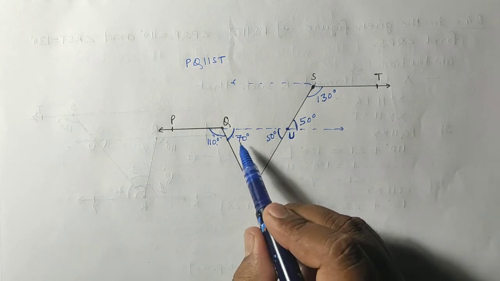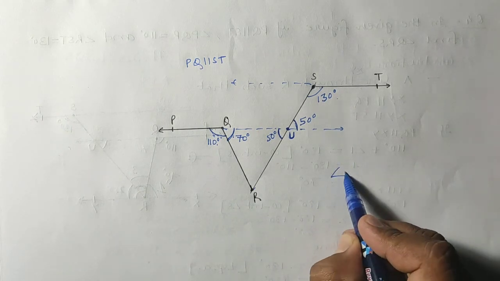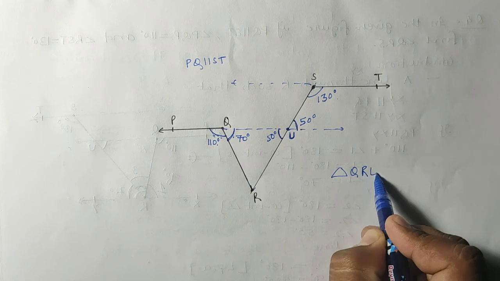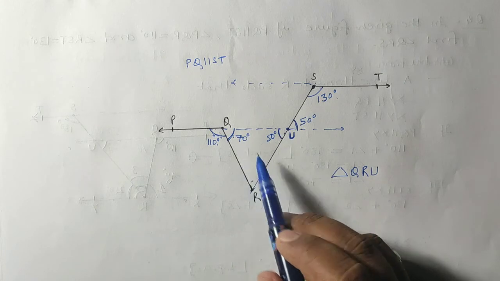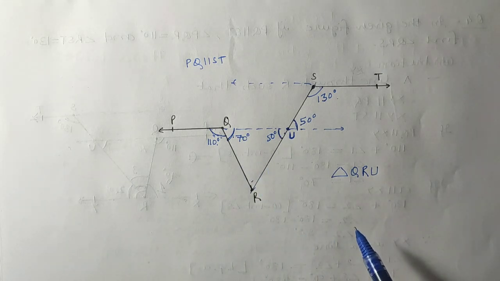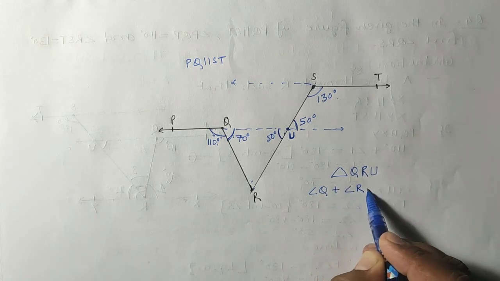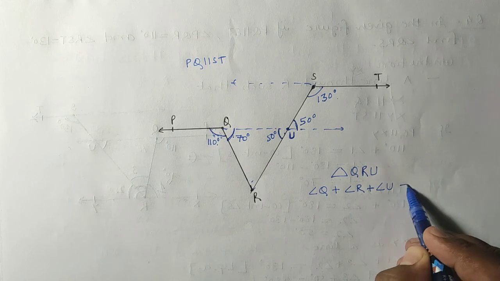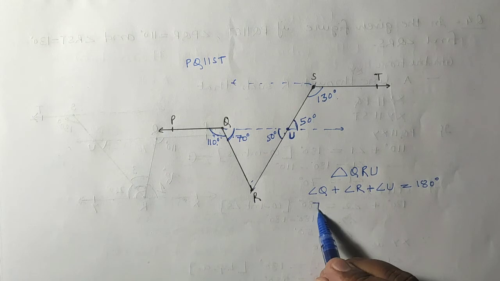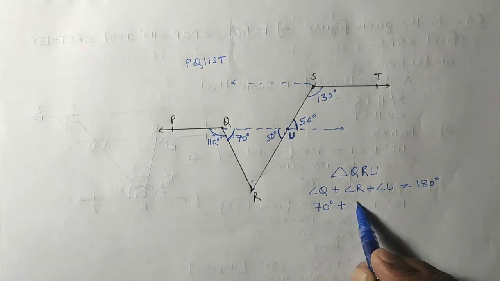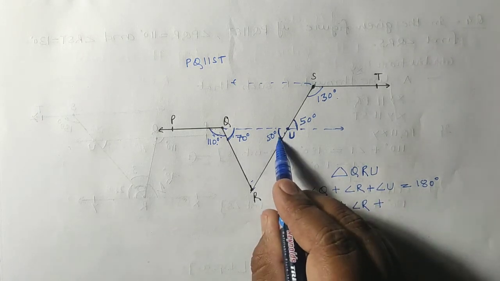See, this QRU is a triangle, triangle QRU, and we know very well that the sum of all angles of a triangle is 180 degree. So we can write angle Q plus angle R plus angle U is equal to 180 degree. Angle Q is what? Angle Q is 70 degree. Angle R we have to find out. And angle U is 50 degree.